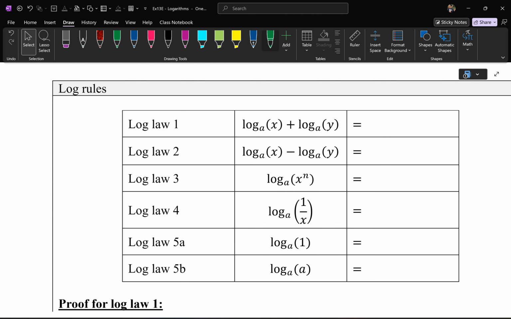So let's do the first one. Log law number 1. If you add 2 logs together and they have the same base, then you will multiply them.